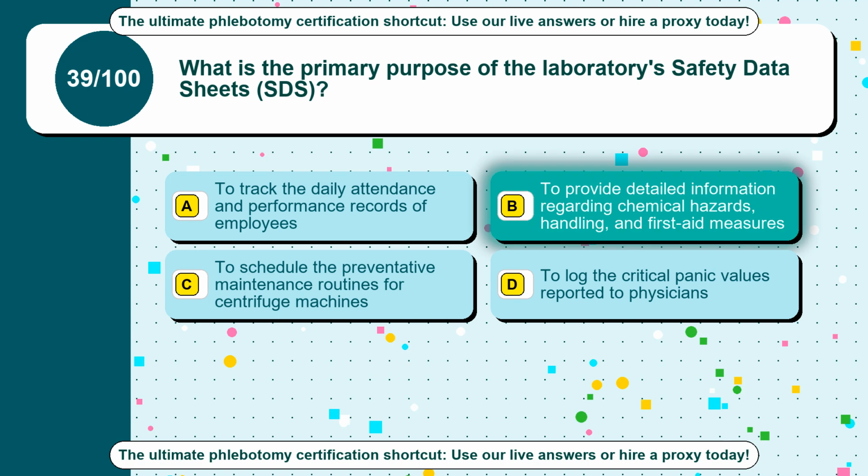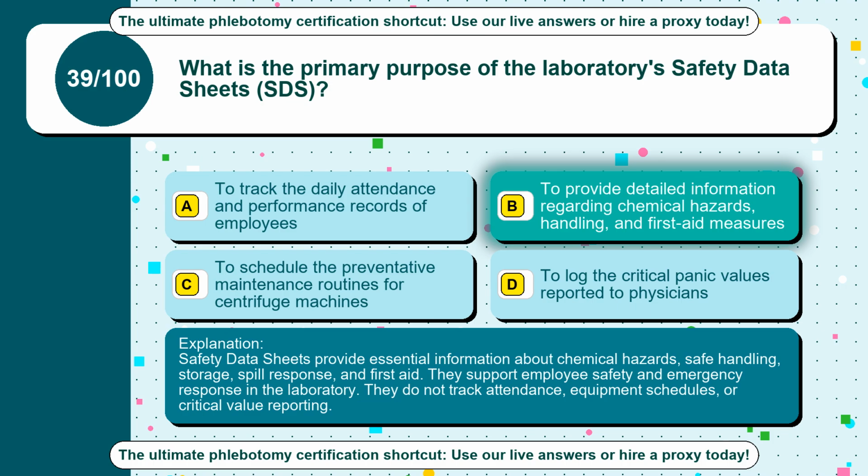To provide detailed information regarding chemical hazards, handling, and first aid measures. Safety data sheets provide essential information about chemical hazards, safe handling, storage, spill response, and first aid. They support employee safety and emergency response in the laboratory. They do not track attendance, equipment schedules, or critical value reporting.